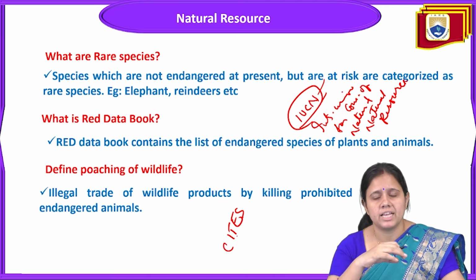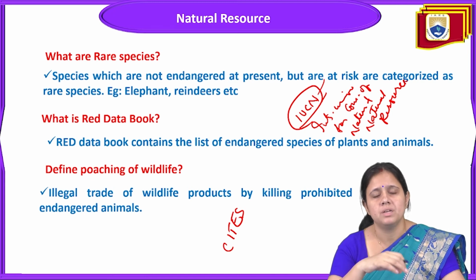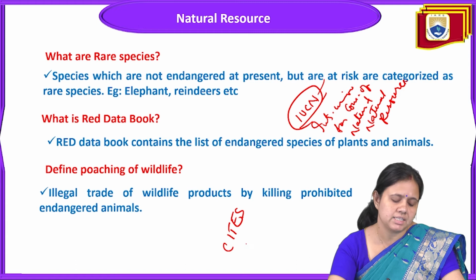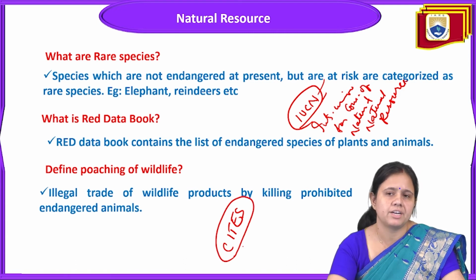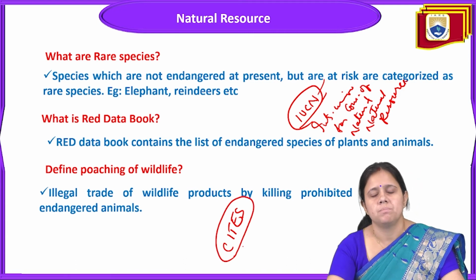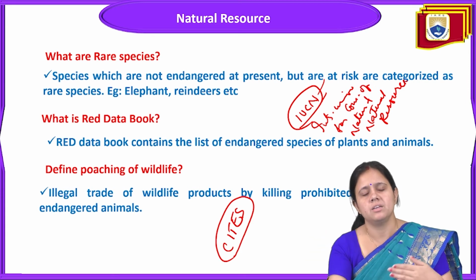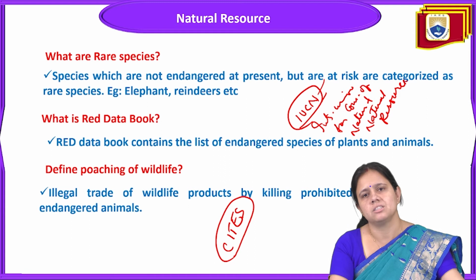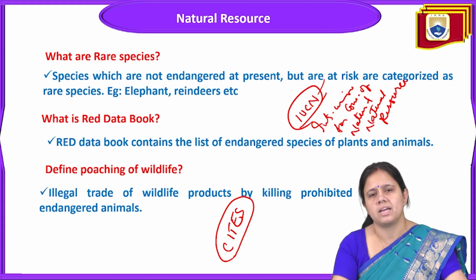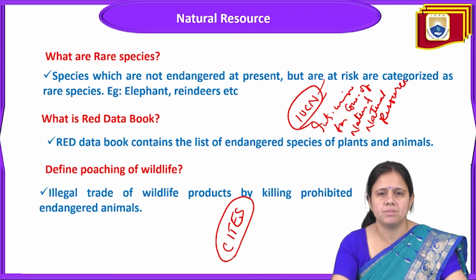This convention has been made to stop the illegal trading of animal articles in the international market, and it is called CITES, the Convention on International Trade of Endangered Species. Means they have made rules regarding the international or illegal trade of endangered species, and poaching of wildlife is related to this, and poaching is again a reason for any species to become endangered.